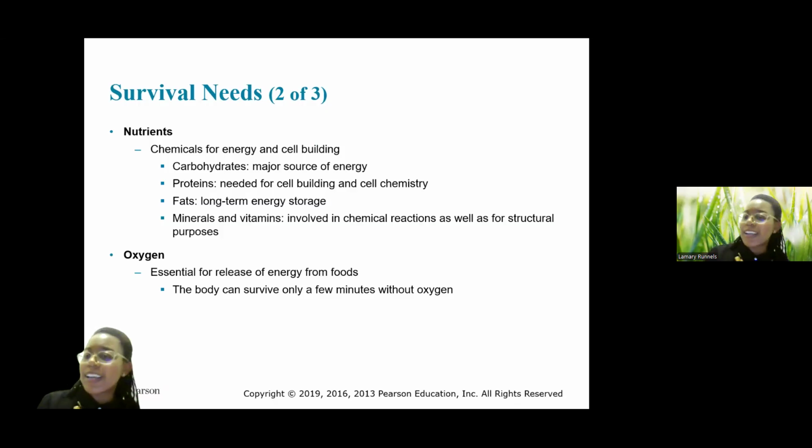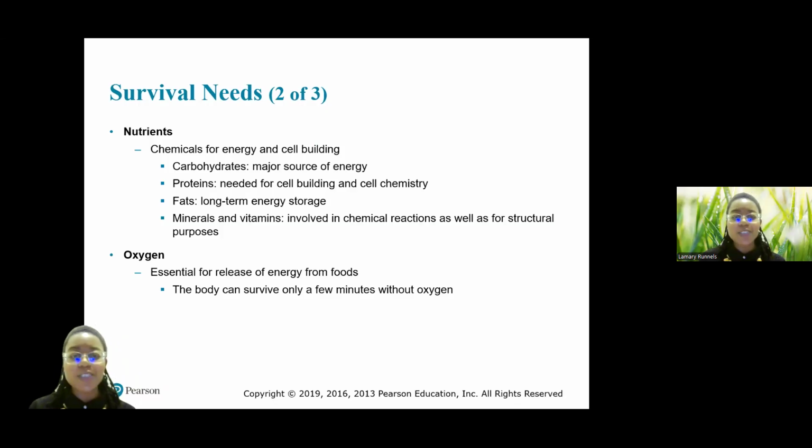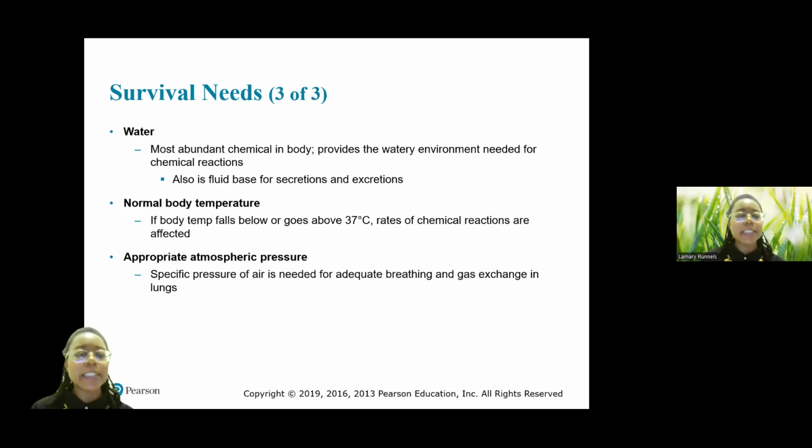I know there are some people who say, oh no, don't eat carbs, because they're trying to lose weight and everything, but you do need carbs. It is one source of energy for you. We also need oxygen so we can breathe and get those nutrients to our bodies.